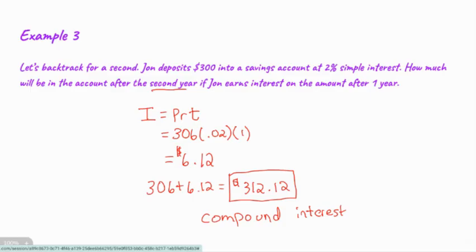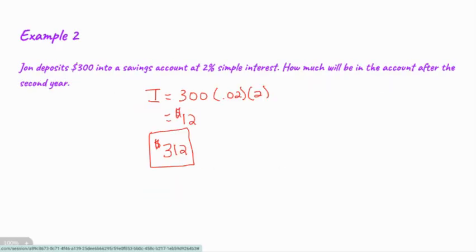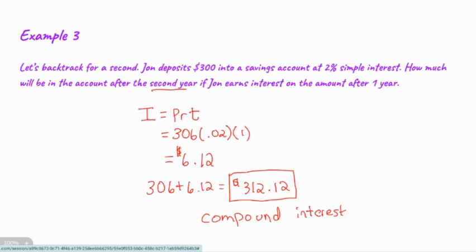Okay? So this question doesn't really have an answer to it. I'm going to let you think about it. At the moment, compound interest is only earning slightly more interest than simple interest. How long before compound interest is worth it? And we saw that with the totals. With simple interest, after 2 years, it was $312. And with compound interest, the total was $312.12. So only 12 extra cents.